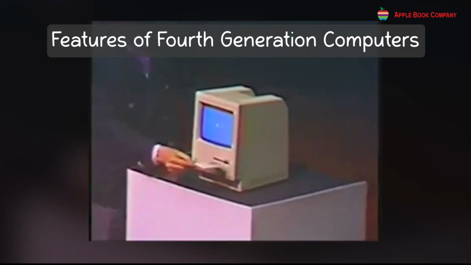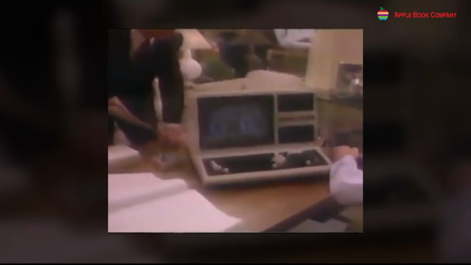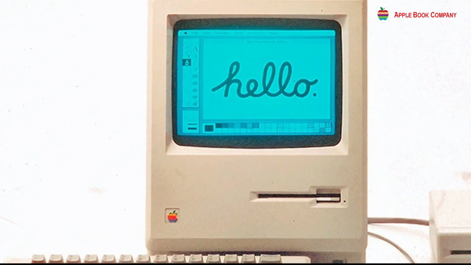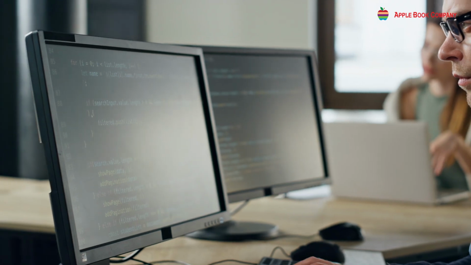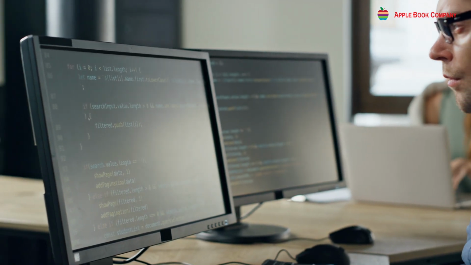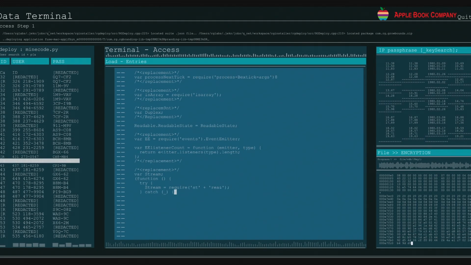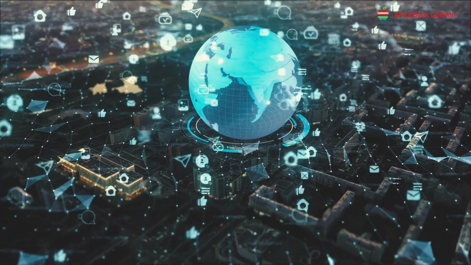Features of fourth generation computers. Technology used: microprocessors with VLSI, very large scale integration technology. Size: significantly smaller, leading to portable devices. Programming language: high-level languages such as C++, Java, Python and SQL. Speed: greatly increased processing speed. User interface: GUIs, making interactions more intuitive. Connectivity: introduction of networking and the internet.